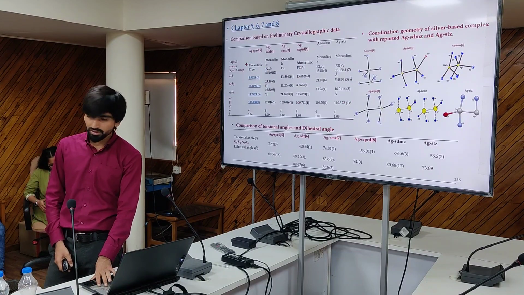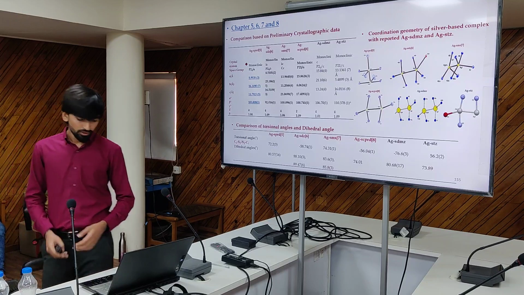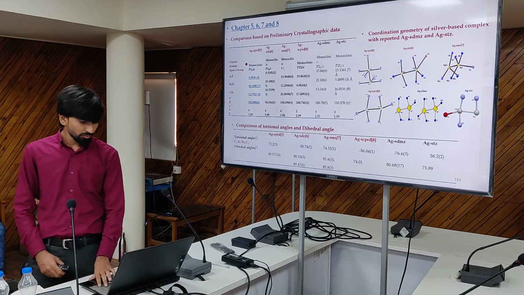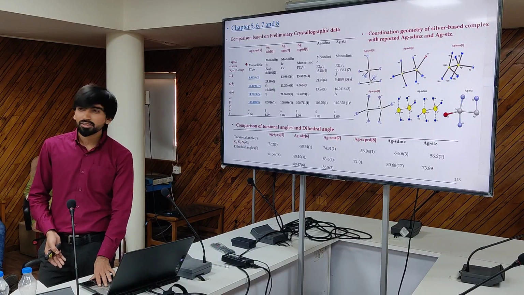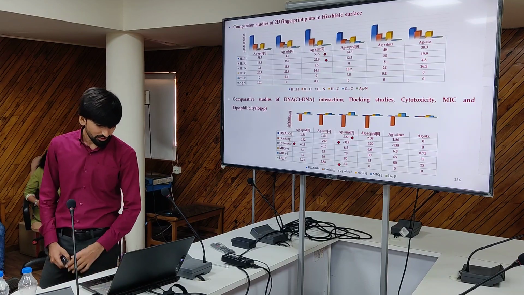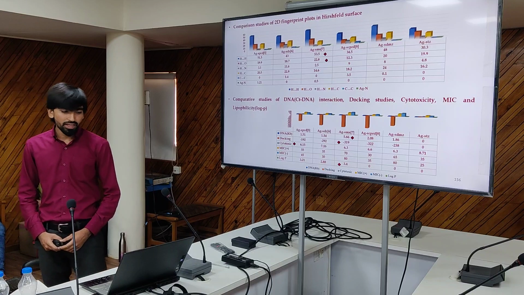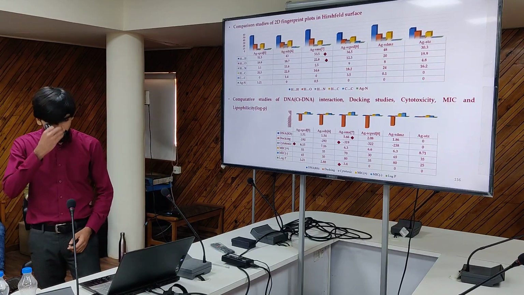Chapters 5, 6, and 7. Why did I compare all the data? Because all these chapters carried out silver as my main target. Here, most of the reported data and my complexes have a monoclinic system and tetrahedral or pentagonal geometry. In the comparison study, the silver sulfamethoxazole (AgSMX) has more hydrogen interaction. Now this is very interesting here.